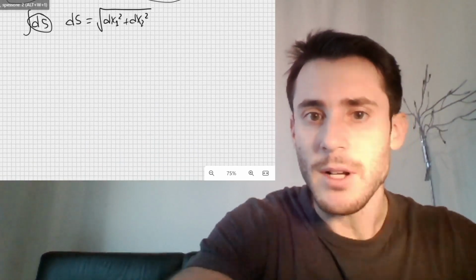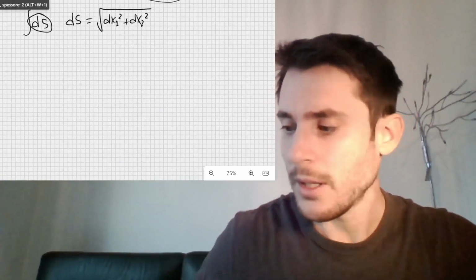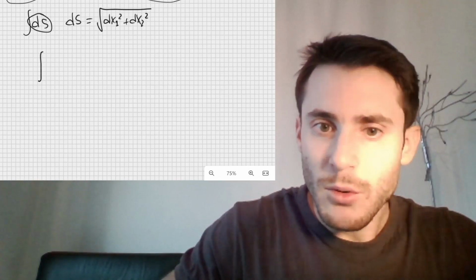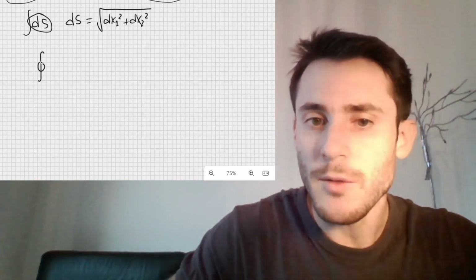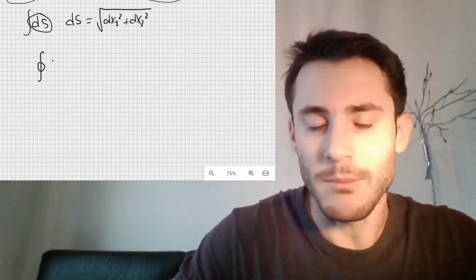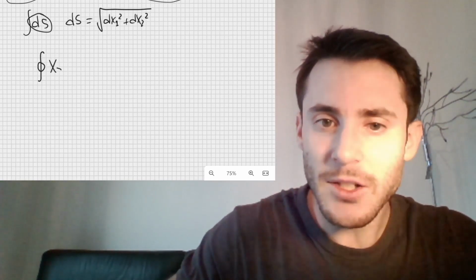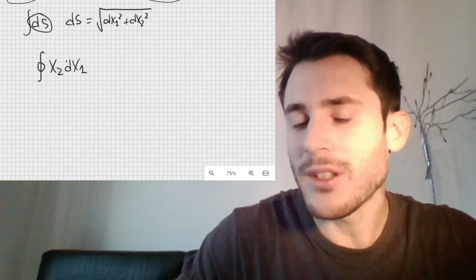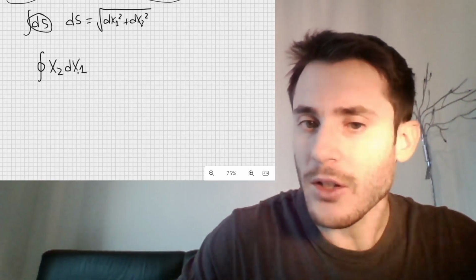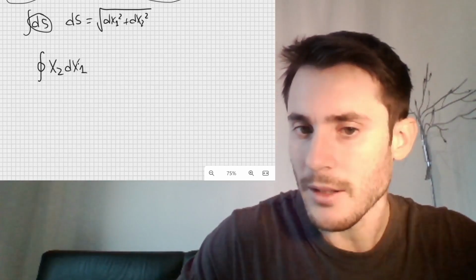Let's go on. We need to write the area of the curve. We can write the area of the curve in the following manner. We have to maximize the area, so we are going to write an integral over a closed curve of x2 dx1, because x2, if you want, is like the y coordinate, whereas x1 is like the x coordinate.